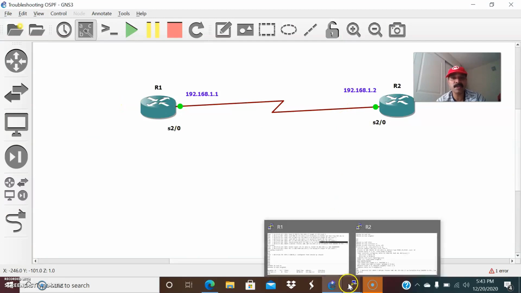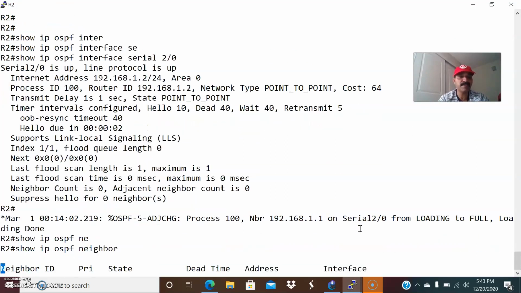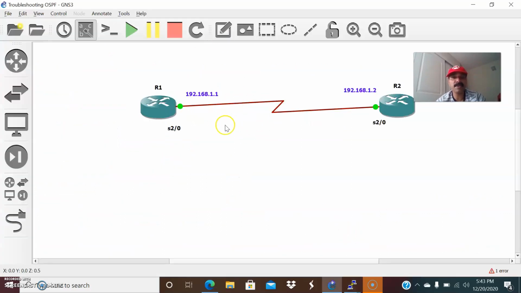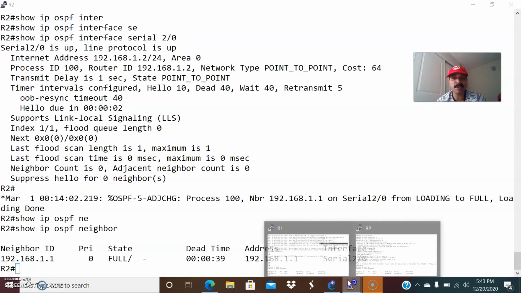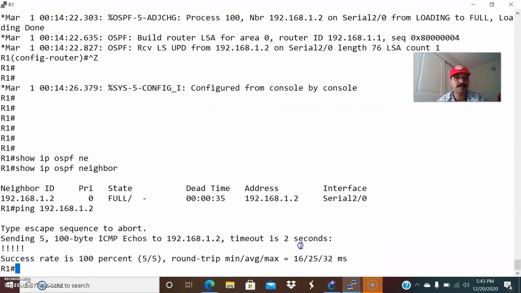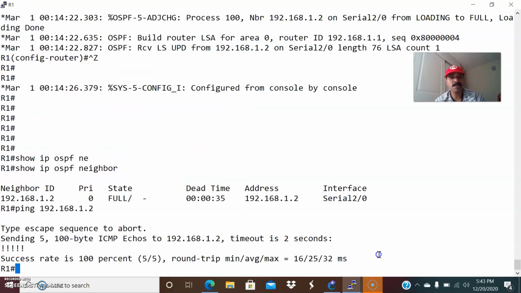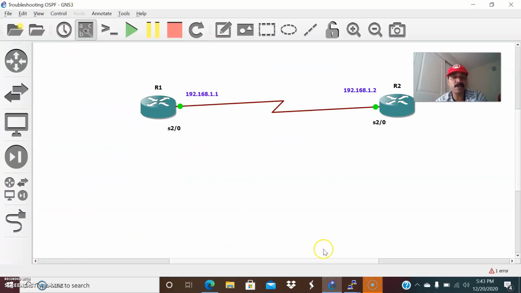Let us go to R2 and check the neighbor relationship. Show IP OSPF neighbor. So yes, we are able to see the neighbor relationship, and let us ping from R1 to R2, 192.168.1.2.